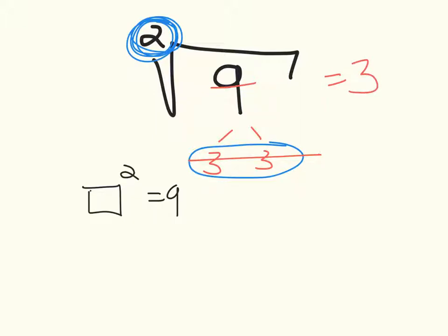And I can always check my answer. Let's see, what is 3 squared? Well, that would be 3 times 3, and 3 times 3 is 9. Yep, I got it right.